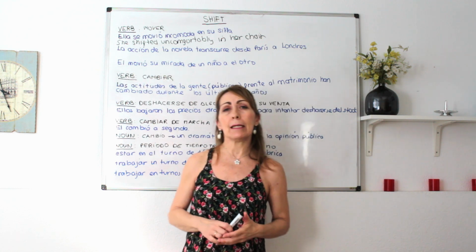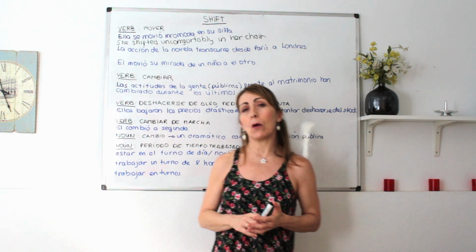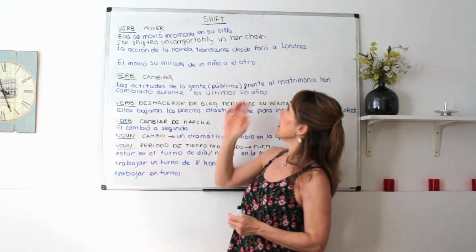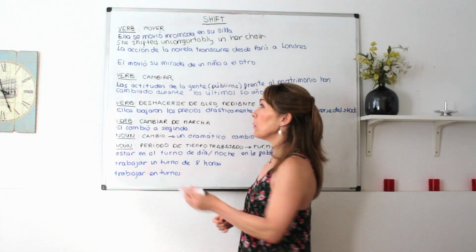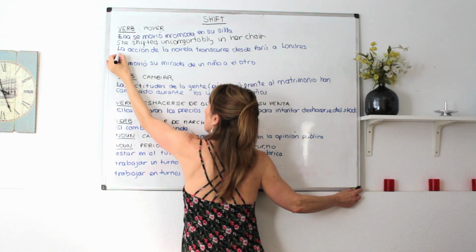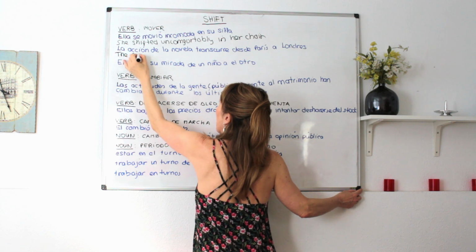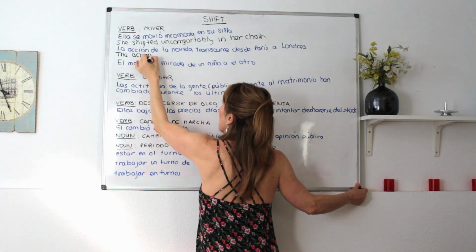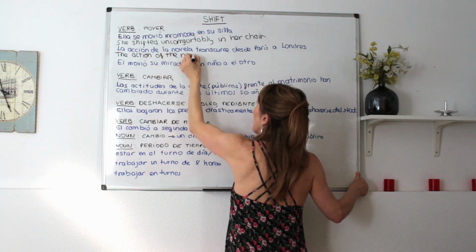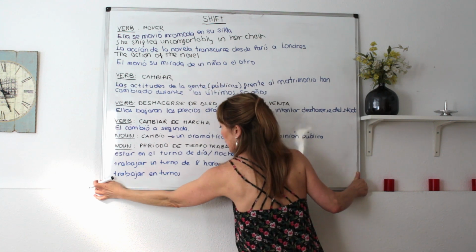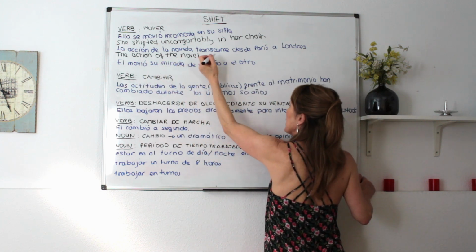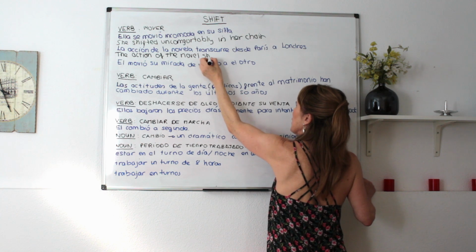The second sentence with the same meaning, la acción de la novela transcurre o se mueve o pasa de París a Londres. So, la acción de la novela is the same as in Spanish. The action of the novel transcurre, present simple. So, it's the third person, so we have to add the s to the verb. So, shifts.